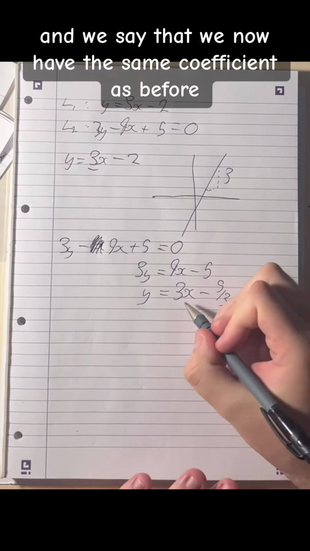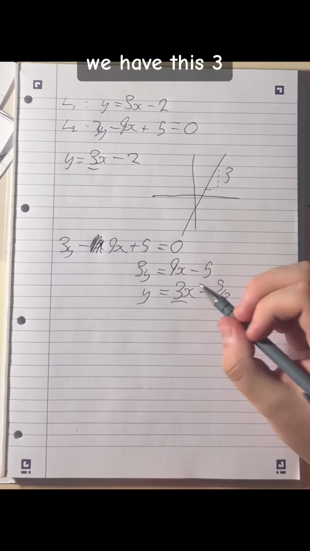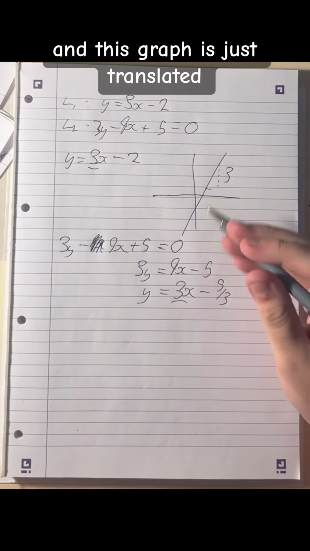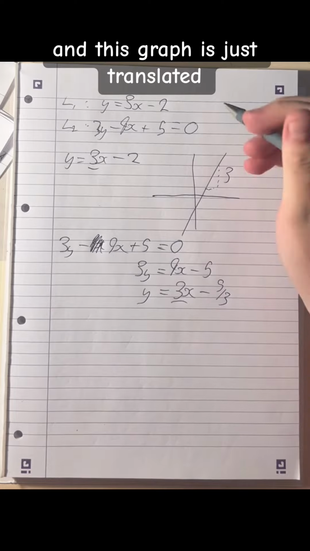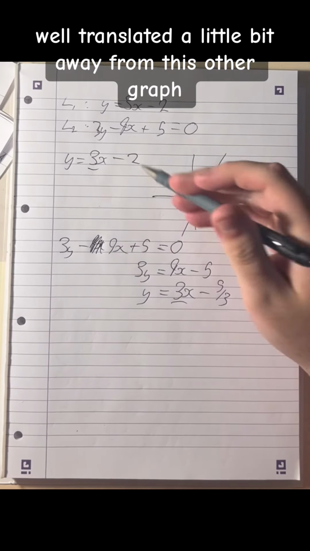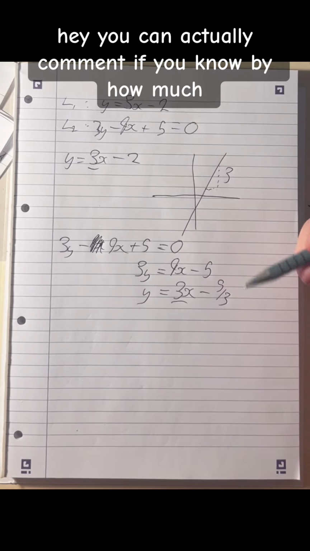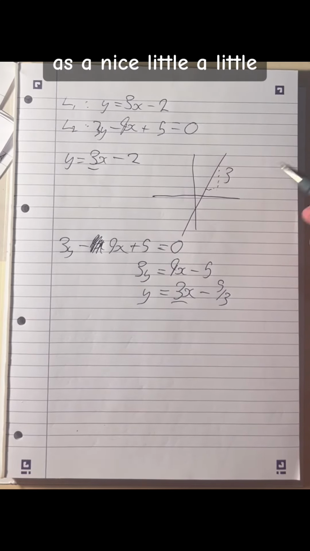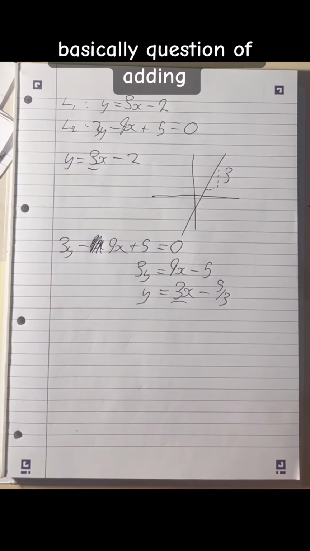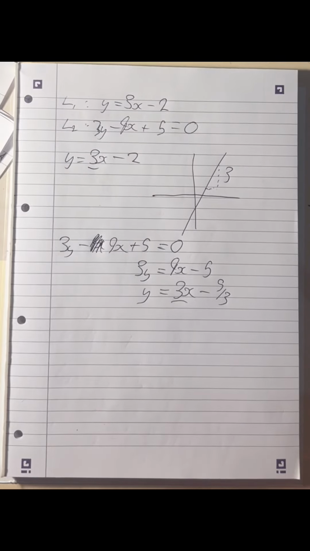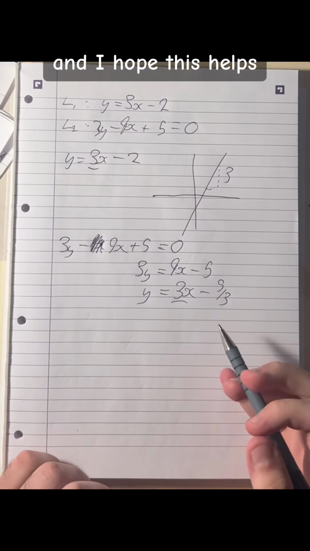And we see that we now have the same coefficient as before. We have this 3, and this graph is just translated a little bit away from this other graph here. You can comment if you know by how much. That's a nice little question of adding. But yeah, that is how you do this, and I hope this helps.